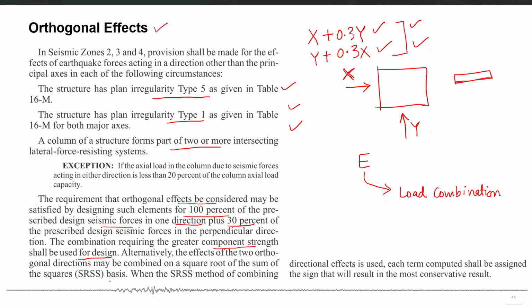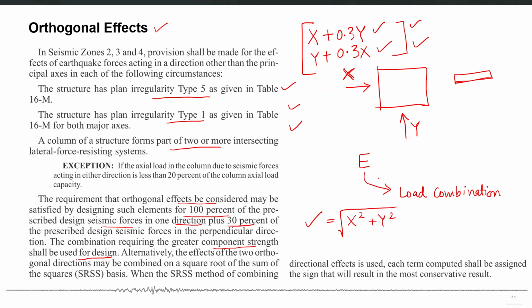Alternatively, the effects of the two orthogonal directions may be combined on a square root of the sum of squares basis. So you can also do this: for example, x direction forces squared plus y direction forces squared, under root. This is the SRSS combination for directions, and different software also allow you to have this combination. So this is an alternative to the x plus 30% of y and y plus 30% of x. So you can use that one also. These are the two options for the orthogonal effects in three-dimensional structures which you should consider in case your structure has any of these irregularities.